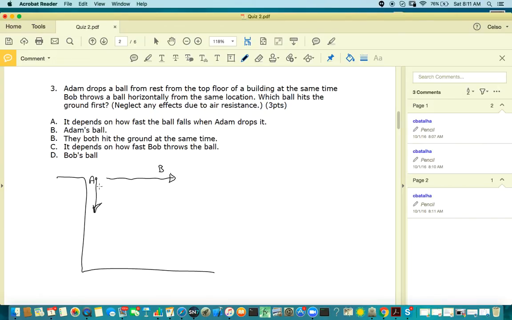So if you ignore air resistance, these two balls are going to fall on the ground, if they are thrown at the same moment, at the same time. The time it takes Bob's ball to go from here to here is the same time it takes Adam's rock to go from here to here. Time is the same. Why?